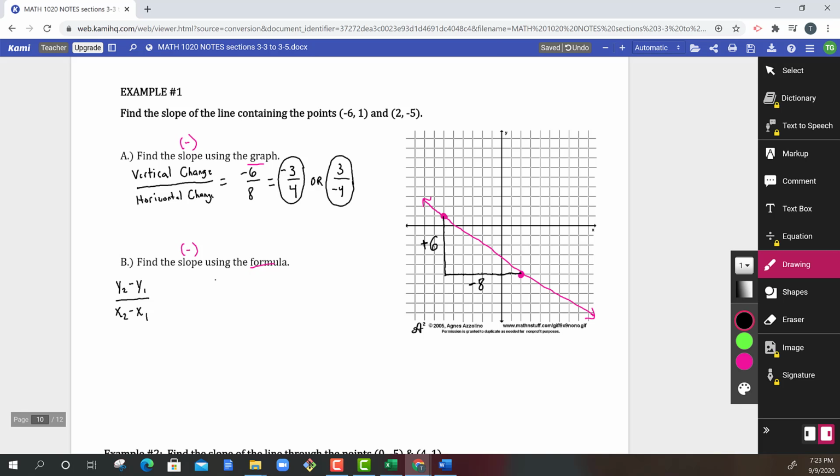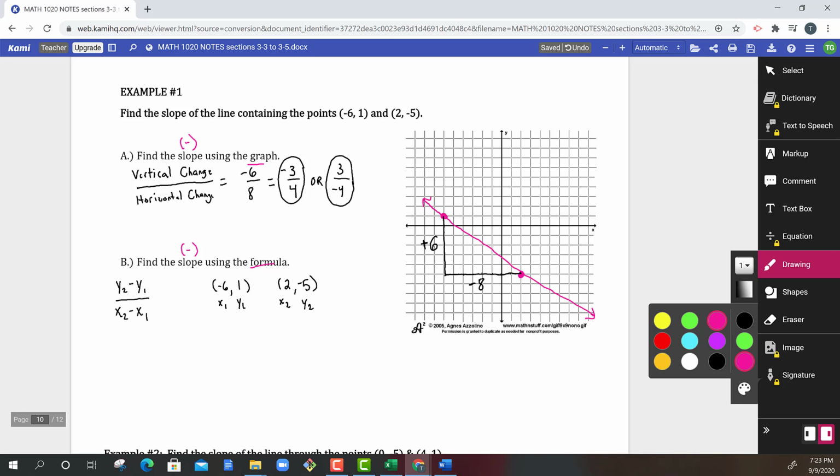So our points in this problem are (-6, 1) and (2, -5). It doesn't matter which ordered pair is x1, y1. We're just going to call this first ordered pair that I wrote down my x1 and my y1, my first x and my first y, which would mean this is my second x and my second y. But again, we could reverse that order just as easily.